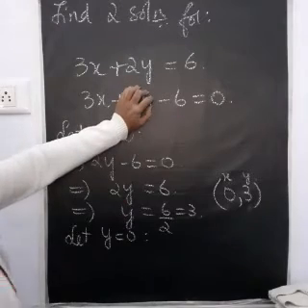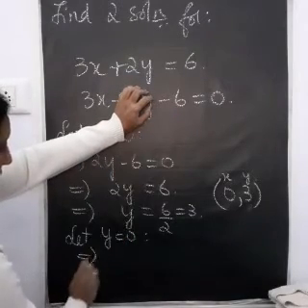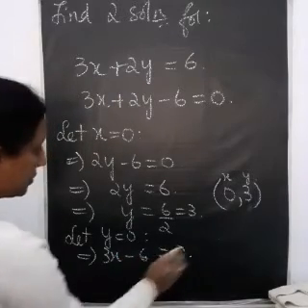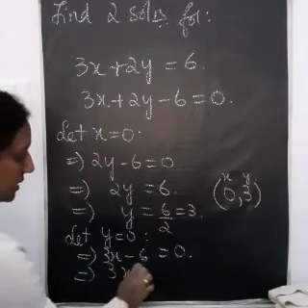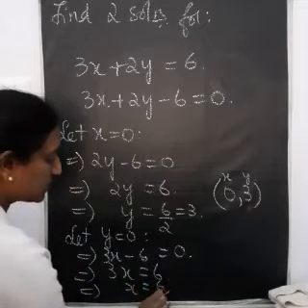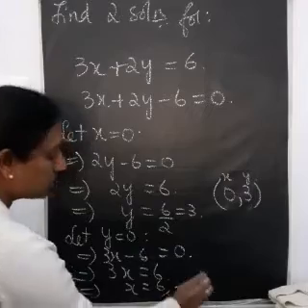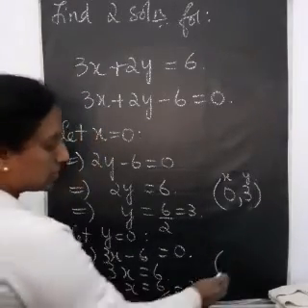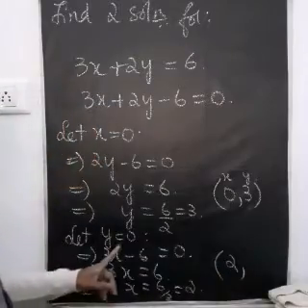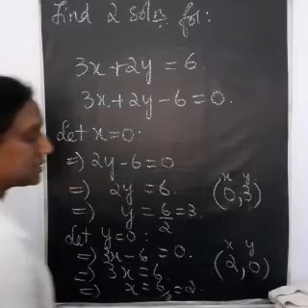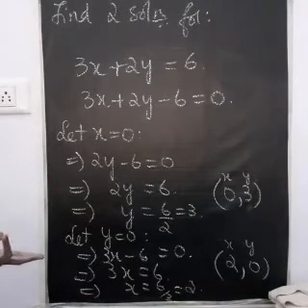So if this has become 0, what is my remaining? 3x minus 6 is equal to 0. That is 3x is equal to 6. That implies x is equal to 6 by 3, which is equal to 2. So in this case, what is my solution? x is equal to 2, y is equal to 0. So you have x term, y term. So I have found two solutions.